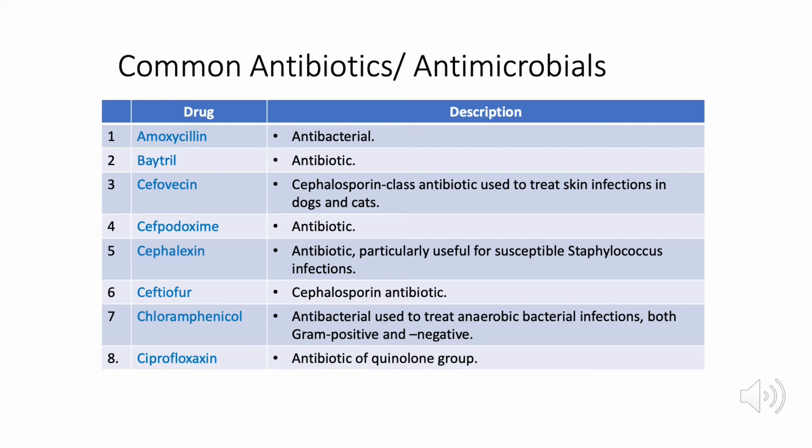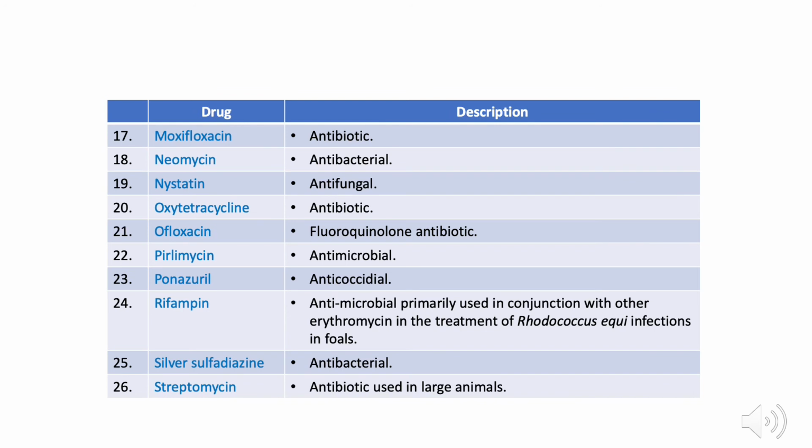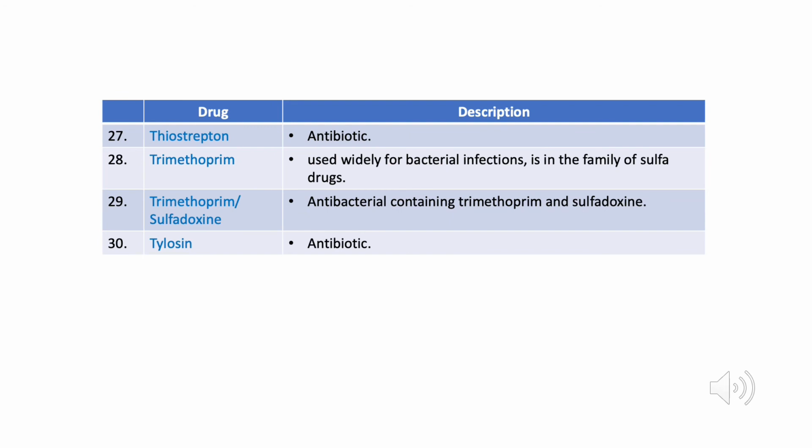Antimicrobials can be grouped according to the microorganisms they act primarily against. For example, antibiotics are used against bacteria and antifungals are used against fungi. A long list of antimicrobials is available in the market: Clavamox, clindamycin, doxycycline, enrofloxacin, metronidazole, moxifloxacin, neomycin, nystatin, rifampin, and streptomycin. Trimethoprim sulfadoxine is a broad-spectrum antibacterial agent that is used in cattle and swine to prevent and treat infections by both gram-negative and gram-positive bacteria. This antimicrobial list, however, is not exhaustive.